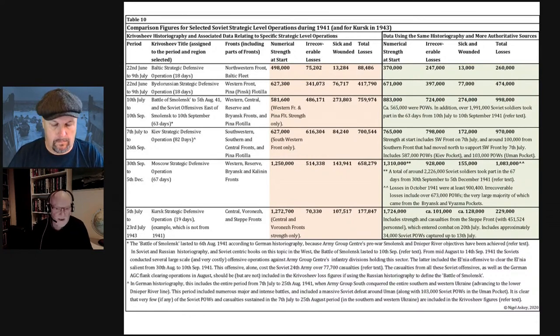So yesterday I said what Krivosheev admitted to was that if a report didn't arrive, they basically just said, "Oh well, we don't do anything." And in August he found that only 40 of 216 organization units in Northwestern Front submitted a loss report. So you can see there's a massive difference between the Baltic Defensive Strategic Operation Krivosheev figures and the new report.